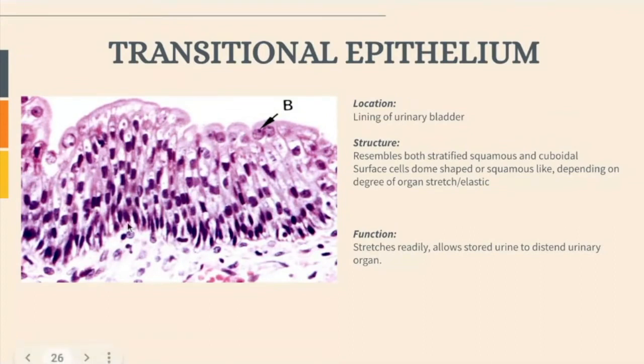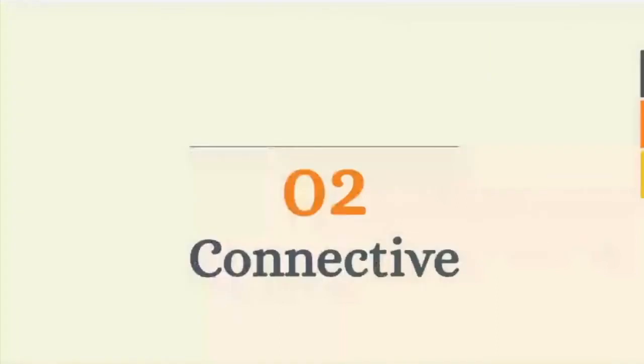So it makes up multiple layers of squamous and also cuboid-shaped cells. The function is stretching, and it allows the storage of urine by distending the urinary organ. So it has the stretching function.